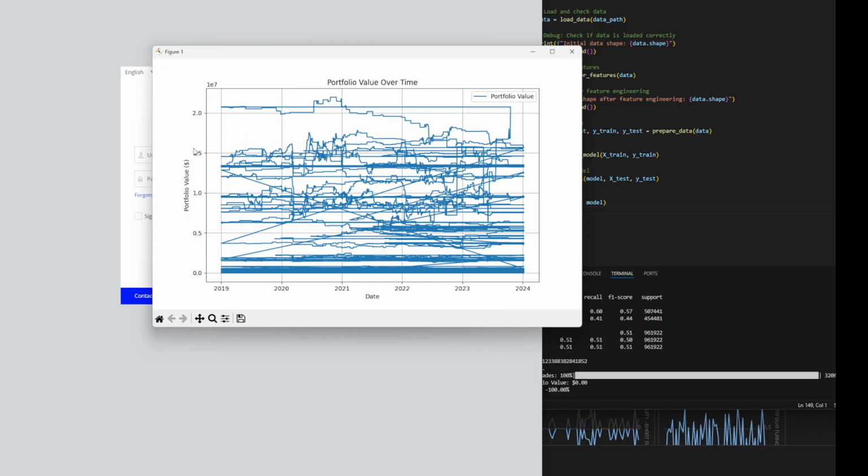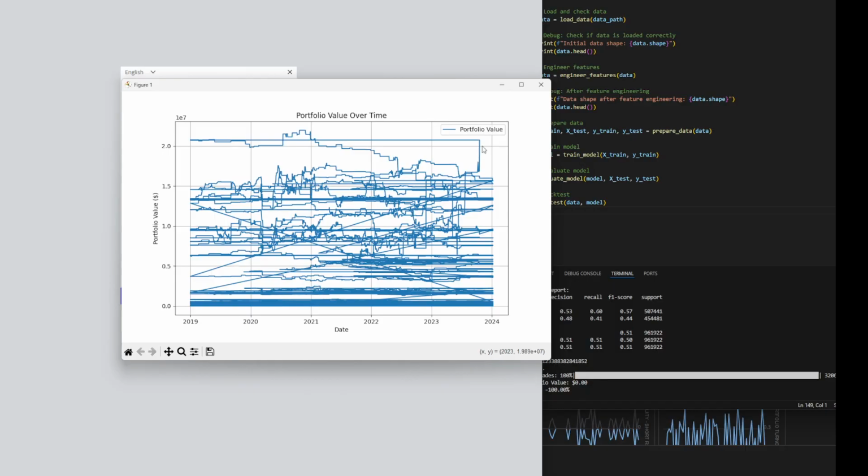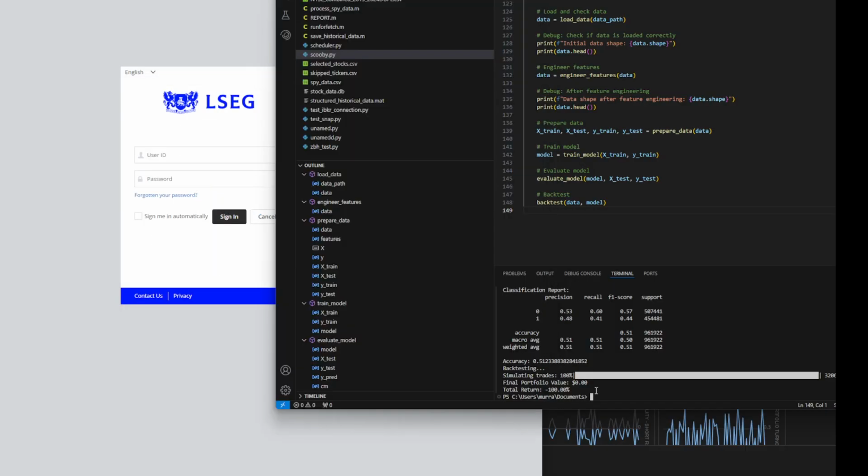Depends. What's a portfolio value? Started there. I don't know. Really, I need to get a much better visual representation here. Total return minus 100. No, well, they're terrible then. Total return minus 100%. Oh my goodness.